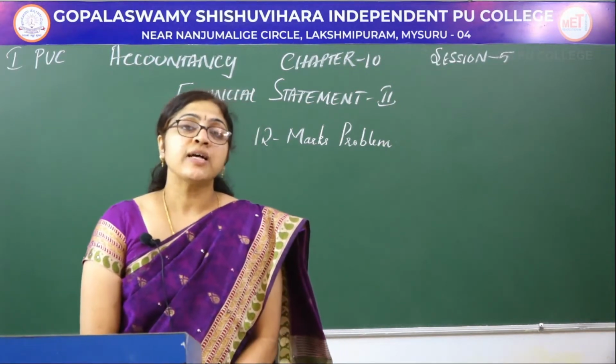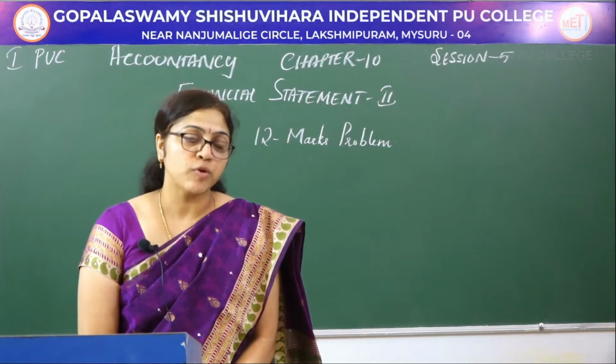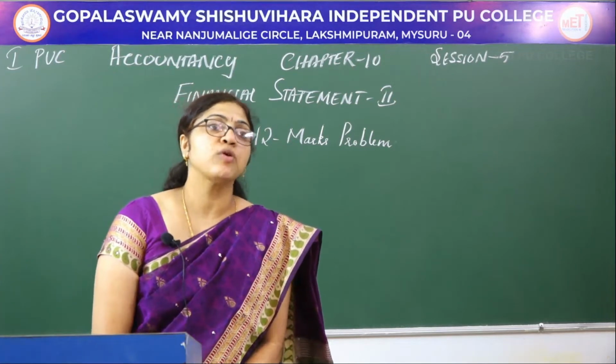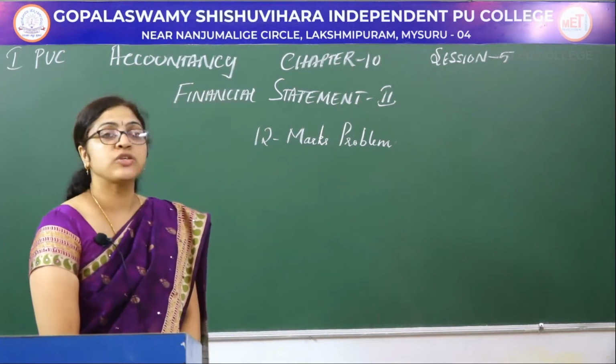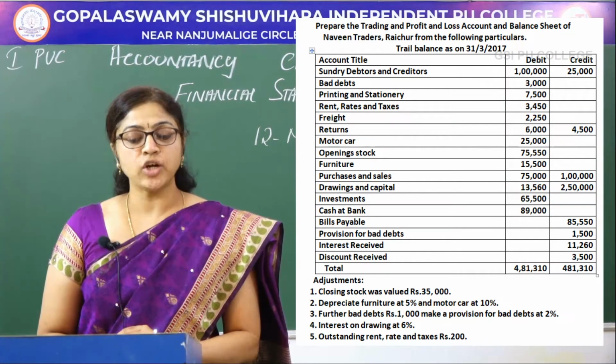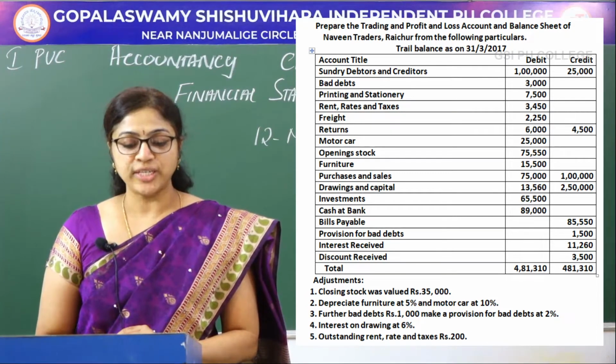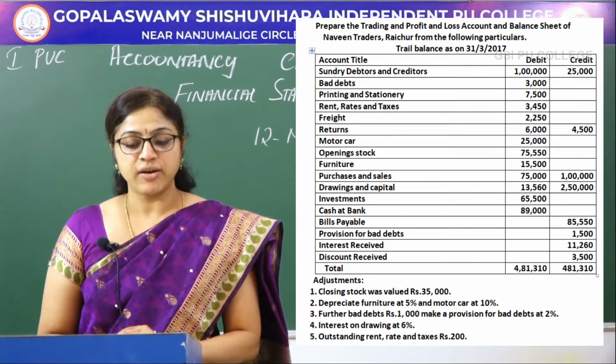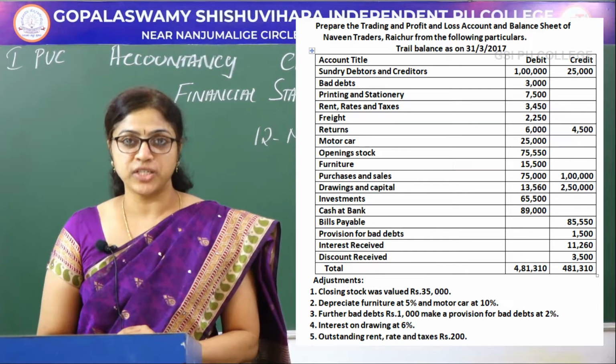In the previous class, we learned about 12 marks problem. Today I continue with the same concept from chapter 10, session 5, financial statement. Prepare the trading and profit and loss account and balance sheet of Naveen Traders, Raichuru from the following particulars.